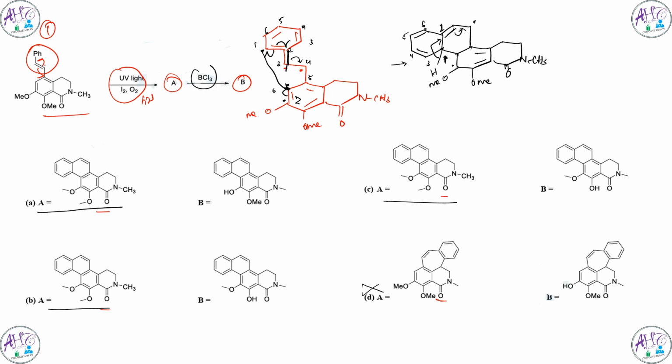Next, what have they given? They have given BCl3. Okay. So when reacting with boron trichloride, typically there will be cleavage of esters. Okay. So your ester groups get converted to alcohols. But what do we have here? Here we don't have an ester group but rather amide groups.